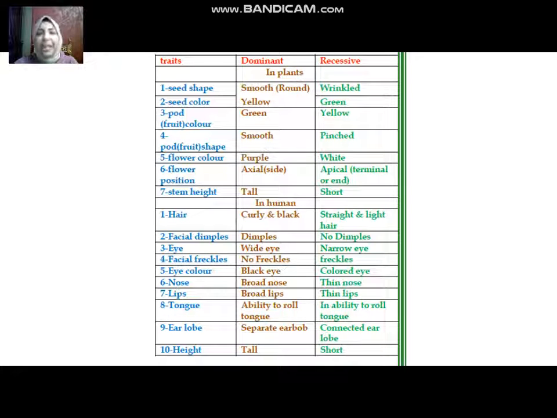Okay. The ear lobe is the separated part of the ear, this part. The dominant trait is the separated ear lobe, which doesn't attach to the face, while the recessive trait is the connected ear lobe. And finally, the height: tall is represented by a dominant gene, while shortness is represented by a recessive gene.